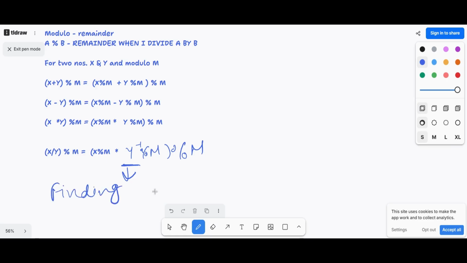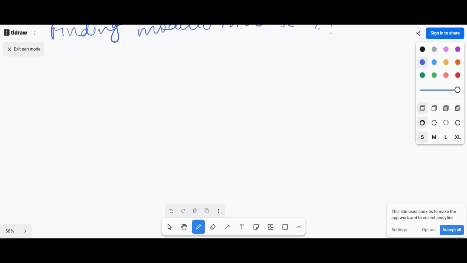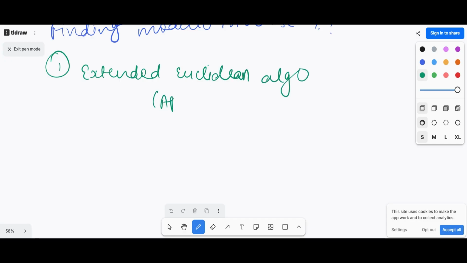So our main concept of today's topic is to find the modulo inverse. Now, how will we find this modulo inverse? There are basically two different techniques to find the modulo inverse. Our first technique is the extended Euclidean algorithm, and this is a generalized algorithm applicable to every m. I mean, whichever modulo m was given in the question, this should be applicable.